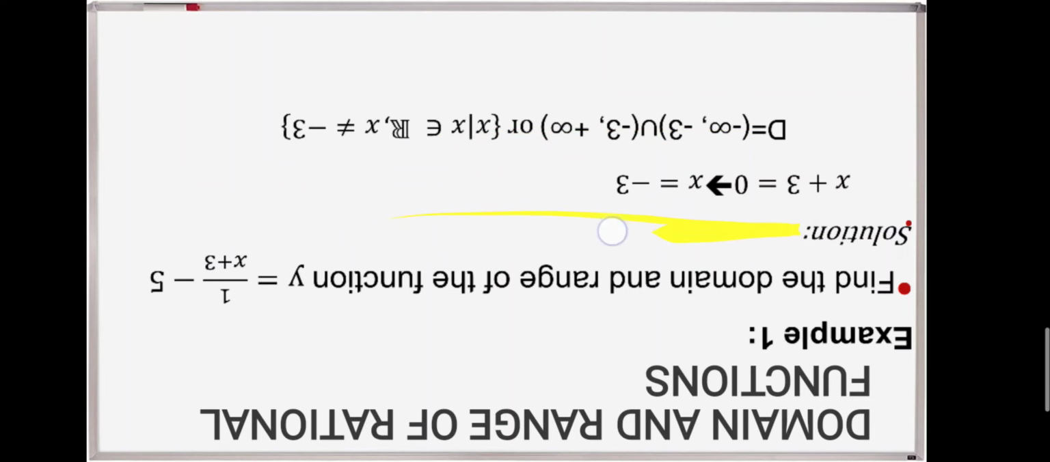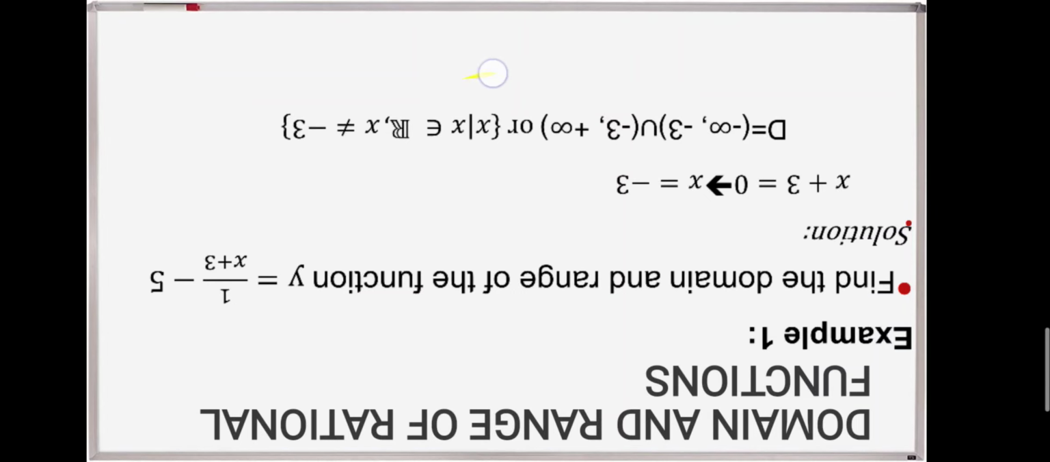For instance, find the domain and range of the function y is equal to 1 over x plus 3 minus 5. Again, to find the domain, get the denominator, x plus 3, then equate to 0. We have x plus 3 is equal to 0. Solve for x, we have x is equal to negative 3. Therefore, this is the value that should not be included in the values of x because our denominator, or our rational function, will be undefined. In that case, our domain is from negative infinity to negative 3, wherein negative 3 is not included, union negative 3 to positive infinity.